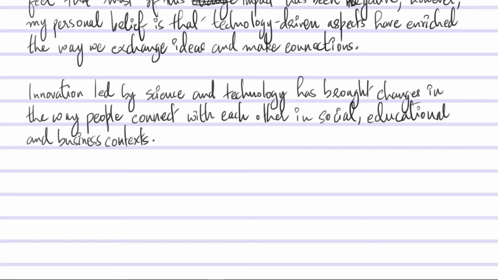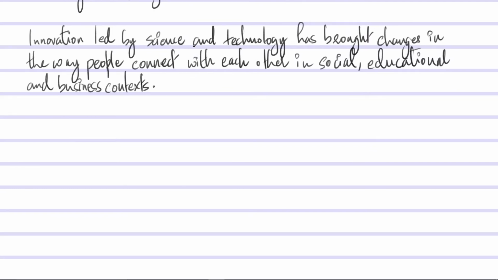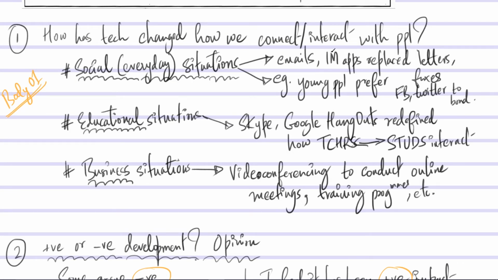The sentence that follows this topic sentence should be related to everyday situations, social situations. How can we do that? Let's use a passive structure for that. So in our day-to-day situations, so emails and instant messaging.